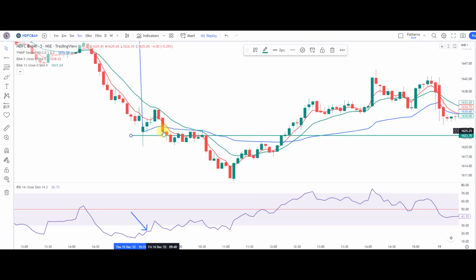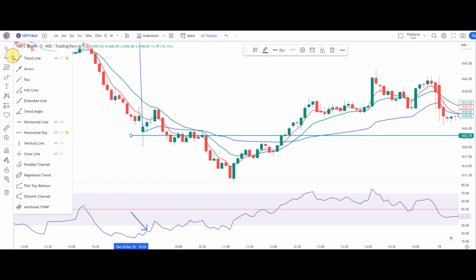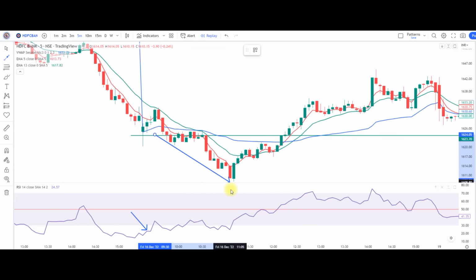This red candle gave the confirmation. This red candle gave close below the VWAP and below the 5 EMA and the 13 EMA, and RSI is already below 50. So one can enter into the short trade below this red candle. And after we enter into the trade, we got a nice reward. You can see here.